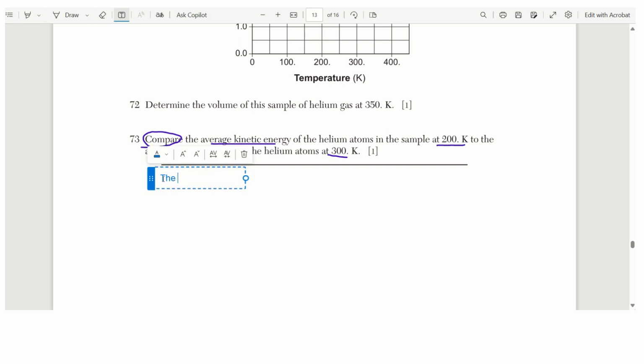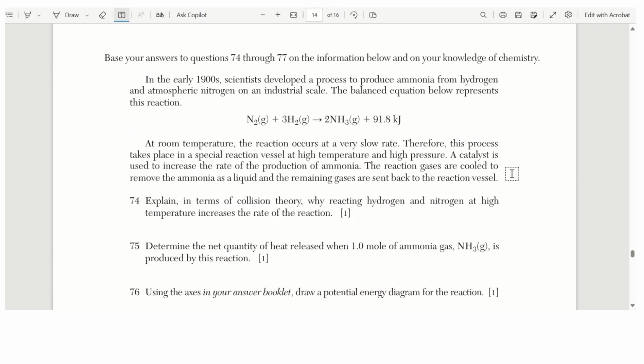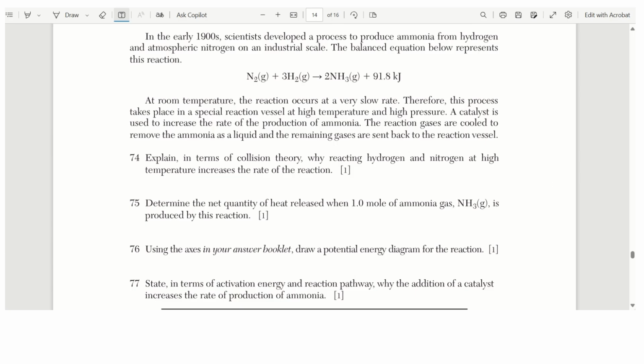So the average kinetic energy is greater in the 300K sample, right? Because it has a higher temperature. That's it. That's all I got to say. I mean, you could word it a different way. Say the average kinetic energy is less in the 200K sample. There's more kinetic energy in the 300K sample, right? There are lots of ways to word it, but that's really the answer. Okay. All right, 74 through 77.